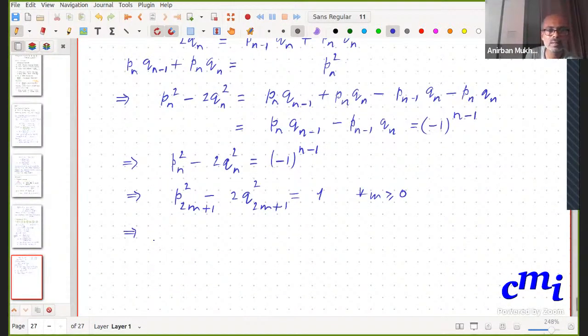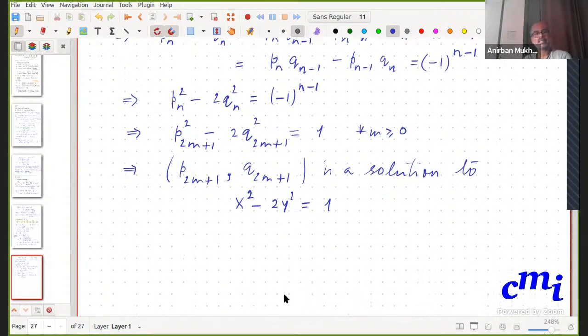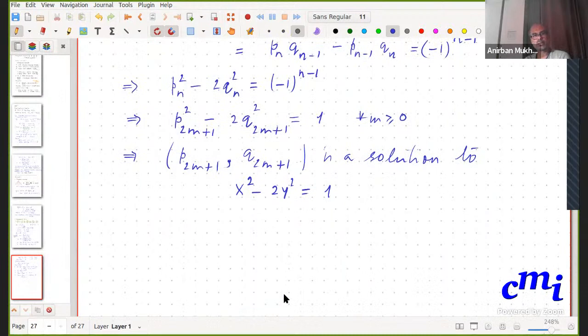So therefore, P2m plus 1, Q2m plus 1 is a solution to x square minus 2y square equal to 1. So these are solutions now. So we have infinitely many solutions.